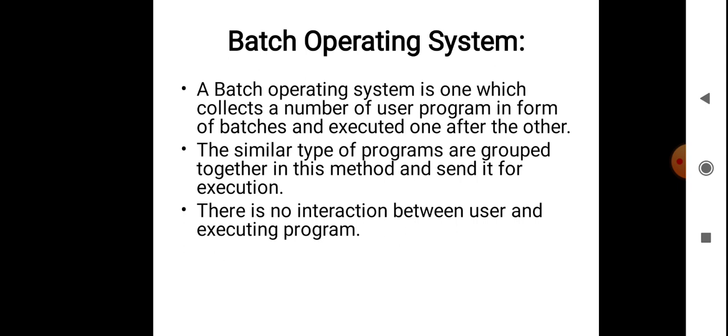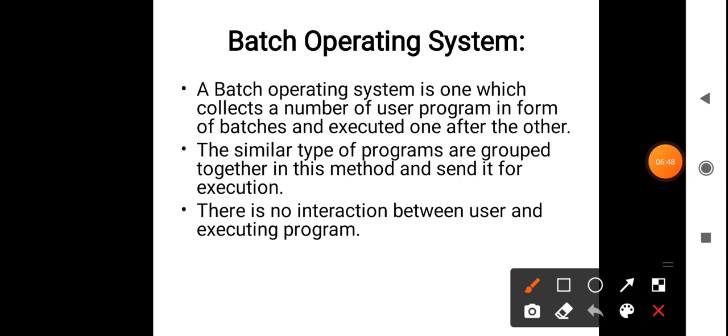So next is batch operating system. Batch operating system means what? It will collect the related user programs in the form of batches, and they will be executed one after the other. So the similar types of programs are grouped together in this method and sent for execution. There is no interaction between the user and the executing program.